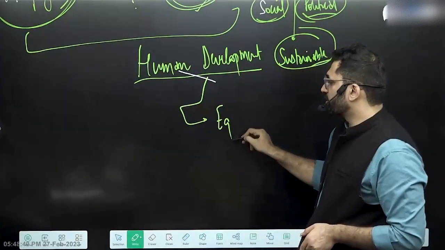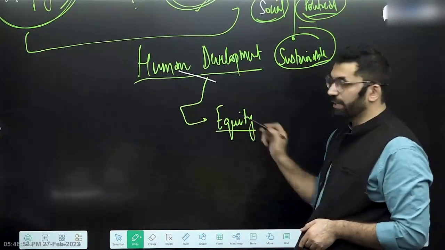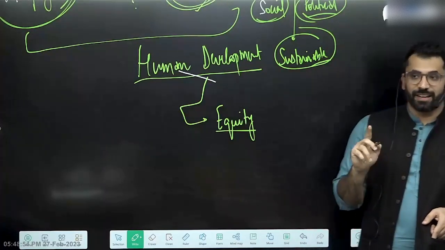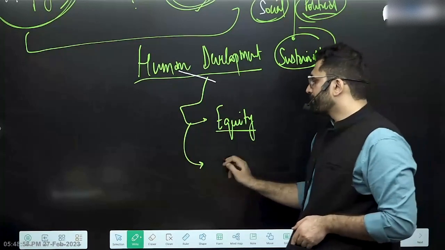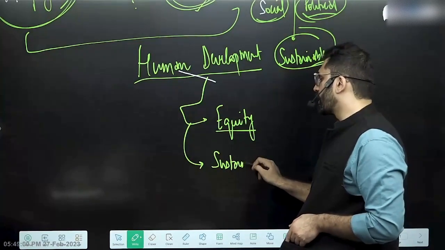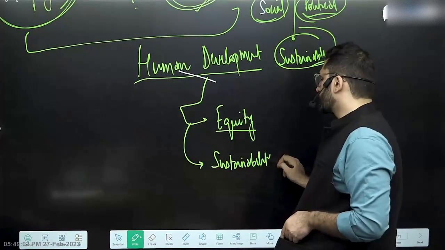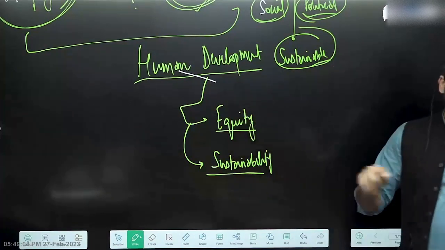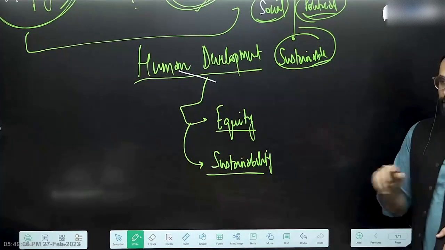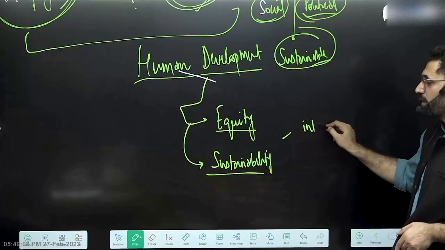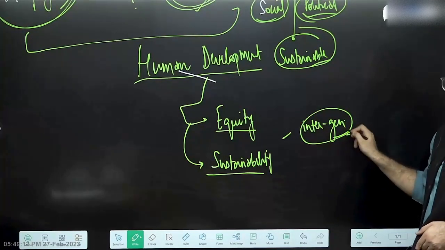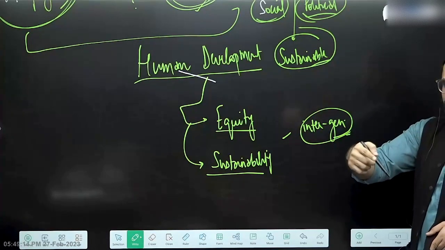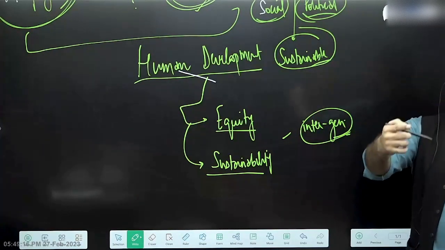One is the feature of equity. That is, it should be available to all. Distribution effects. Sustainability. When it talks about equity, it is talking about the intra-generational distribution. Sustainability also talks about the intergenerational distribution, that the benefits should not just be enjoyed by this generation but by the next generation also.